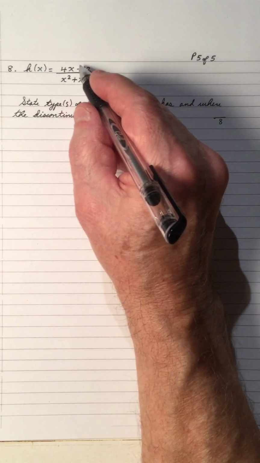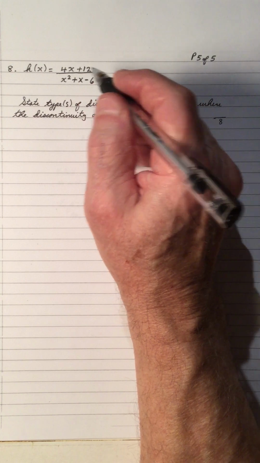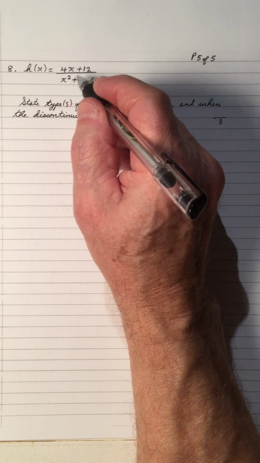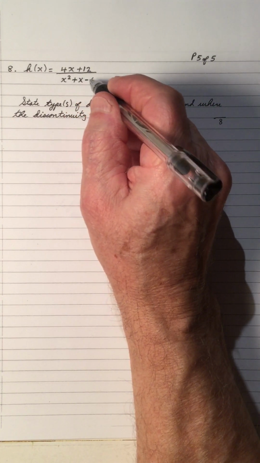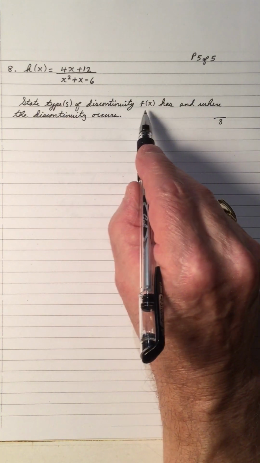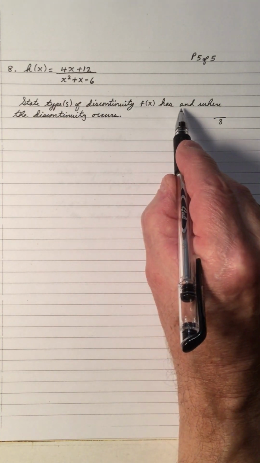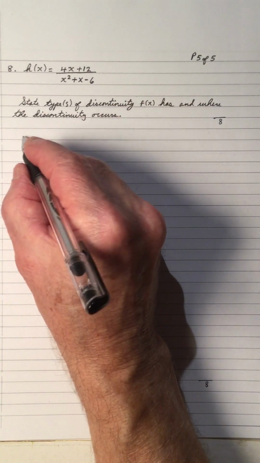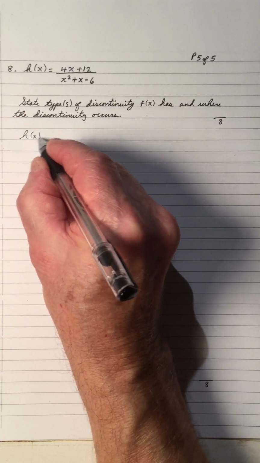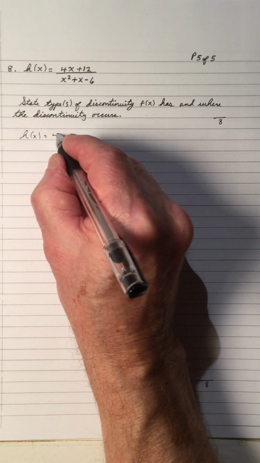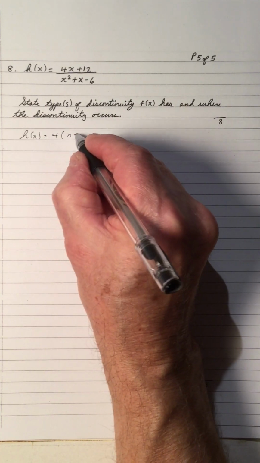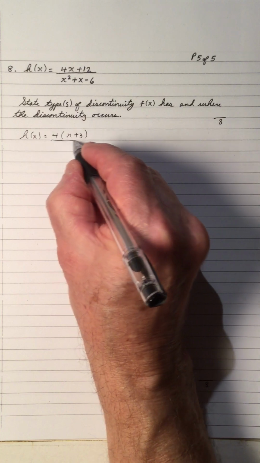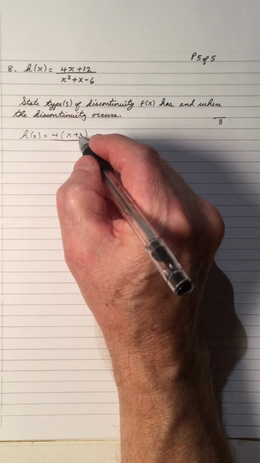Number 8, h of x equals 4x plus 12 over x squared plus x minus 6. State the type of continuity that h of x has and where the continuity occurs. Well, we have a factor of 4 on top. 4 is the GCF, so take 4 out.